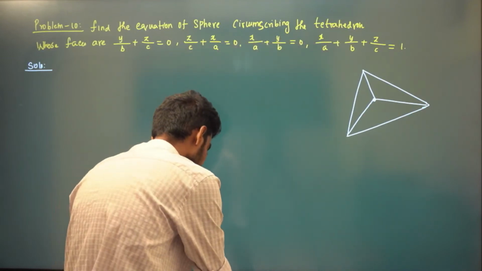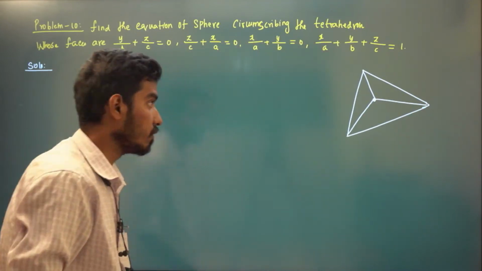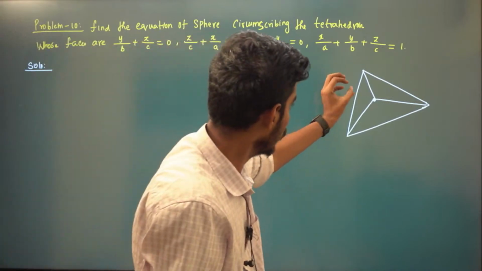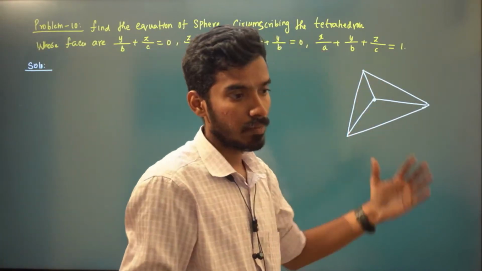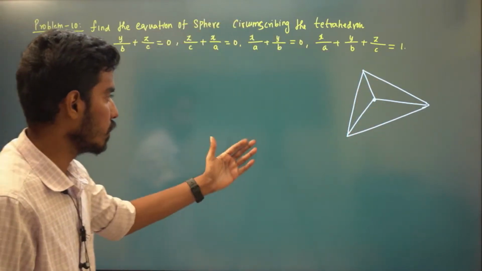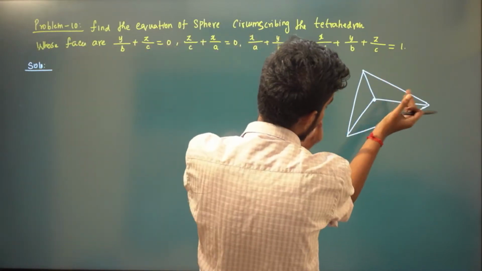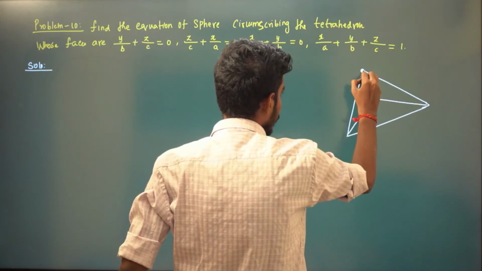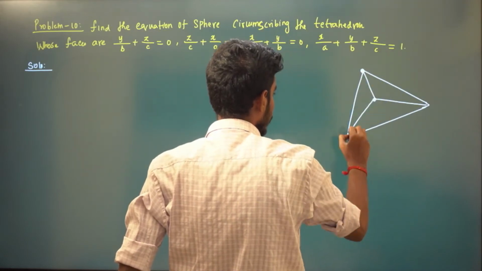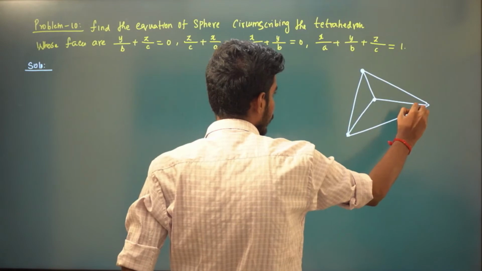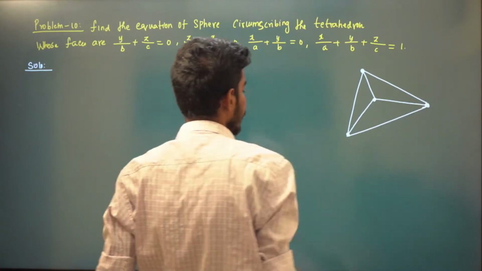This is a tetrahedron. They have given the four faces: 1, 2, 3, and the backside is 4. First, what we need to do is find these points. I'm going to find the vertices of these four points.